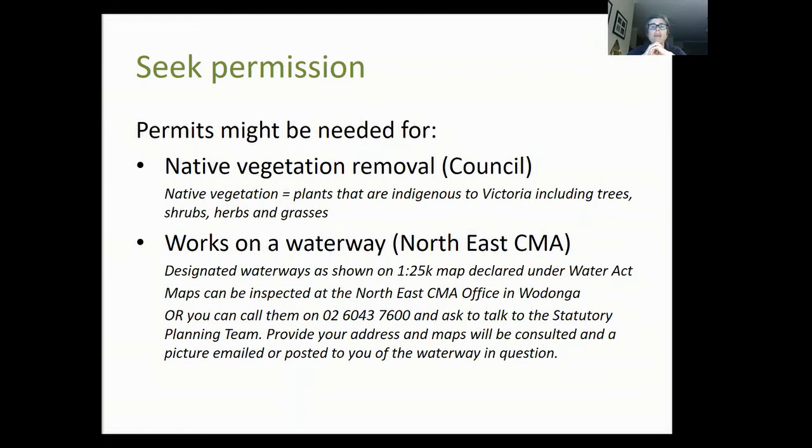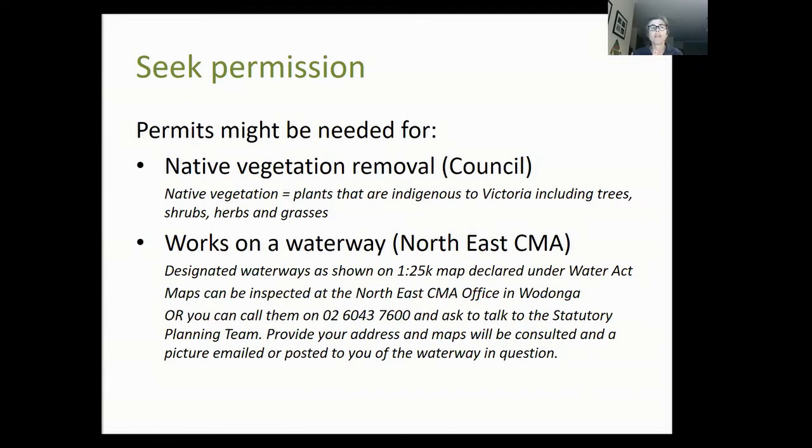The second thing here is a Works on Waterways permit through the North East Catchment Management Authority. So The North East CMA are responsible for river health right across the northeast of Victoria. And the types of works that you would typically need a permit for is anything that involves the modification of the bed or the banks of the waterway. So if you wanted to put in a new bridge or a new crossing, a new culvert, you wanted to batter some banks on your property, or change a particular bank alignment or anything like that, you would need to get in touch with the CMA.